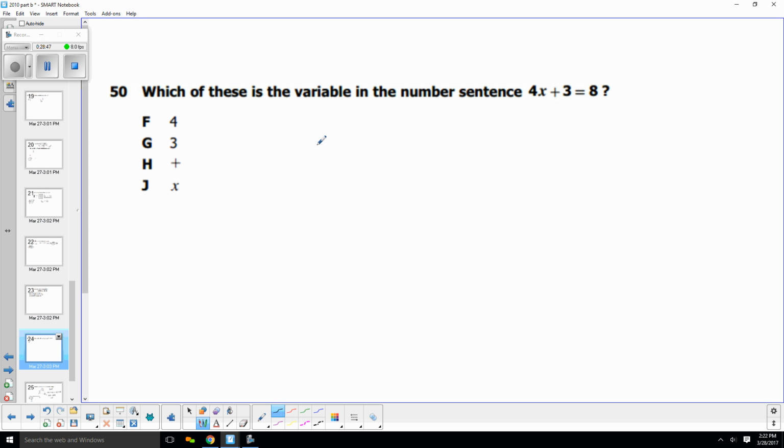Which of these is a variable in the number sentence 4x plus 3 equals 8? X. So J is my variable. What is 4x? A term. What is 3? 3 can have 2 names. It's a constant, or it could be a term. What is 4x plus 3 equals 8? That's the equation, okay? So pay attention to whatever question they ask.